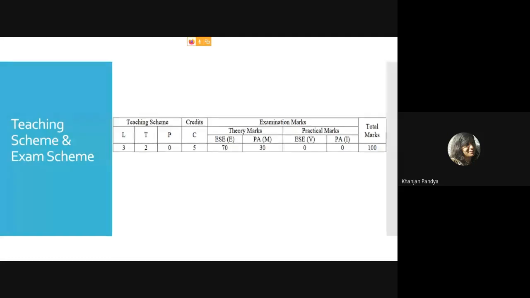No practicals, and hence the credit is 5. But because of this pandemic situation, we have lectures of 2 hours only. In the first hour, I'll explain each topic by example and by definitions. In the next hour, you are supposed to do the examples which I am giving to you. The next hour is a tutorial hour, and the first hour is a lecture hour. So we can go through both of them.